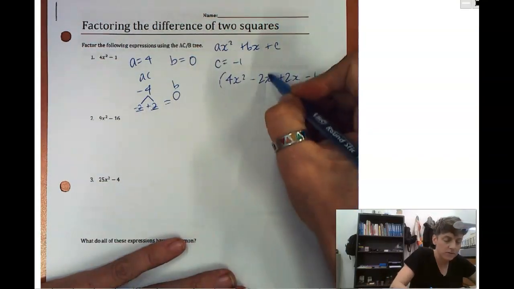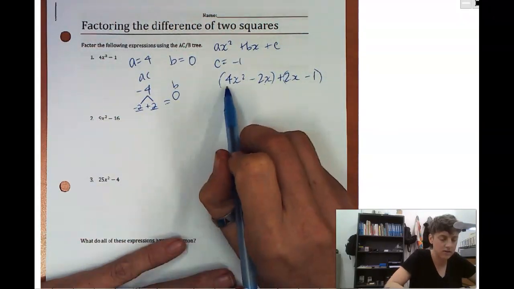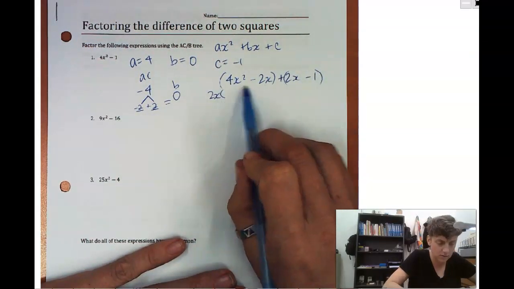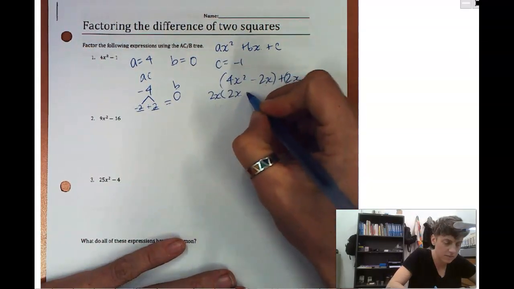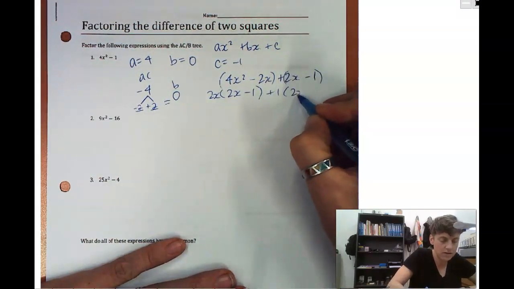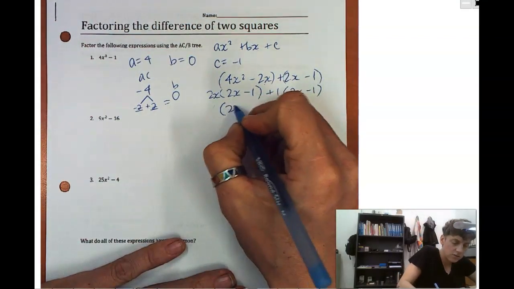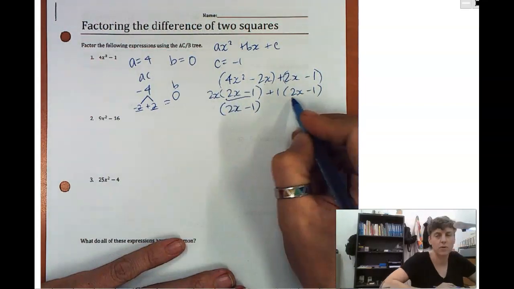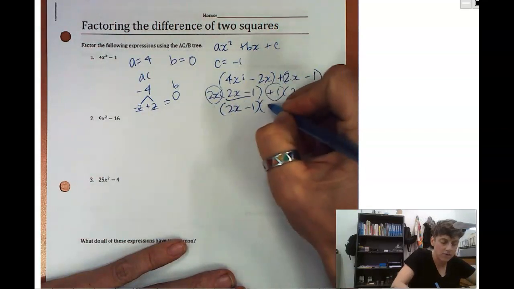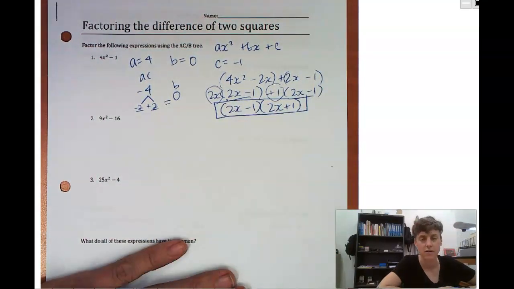Then let's group the first two and the second two. Take out a GCF. From this group, we'd get 2x, and we're left with 2x minus 1. The greatest common factor here is just 1, so we get 2x minus 1. So our factors are 2x minus 1, the factor in parentheses that's the same, and then the leftovers, the GCFs, make our other factor 2x plus 1. That is our answer here.